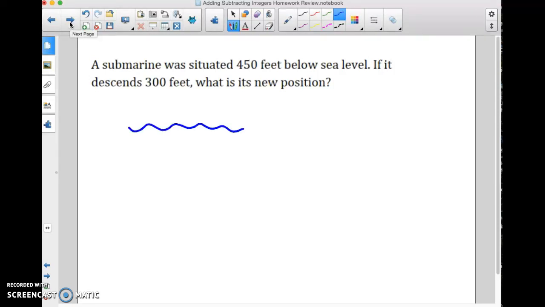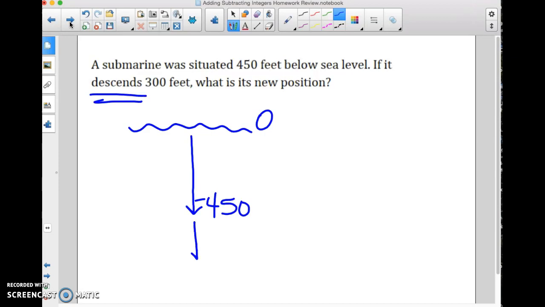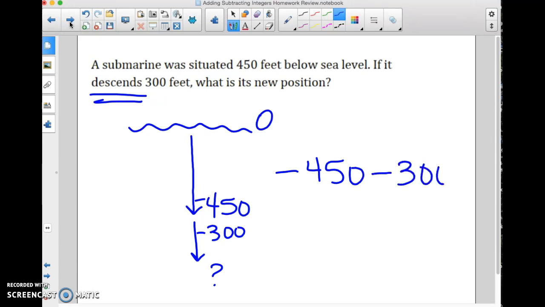So here's the water at 0. It was already 450 feet below sea level, so that's negative 450 feet. It descends, which means it goes down 300 feet more, and it wants to know where it is now. So if I have negative 450 and I want to go down 300 more, you can do your keep, change, change.